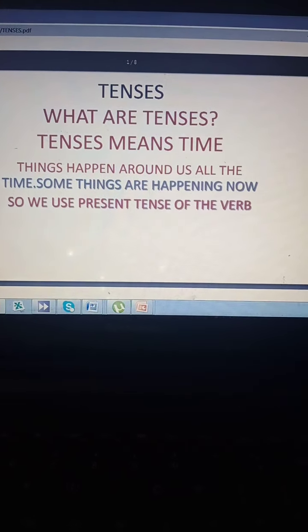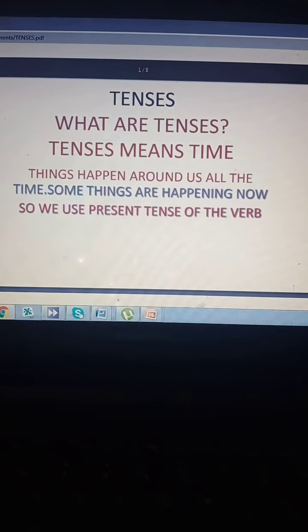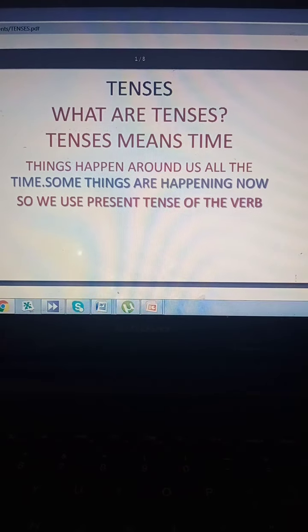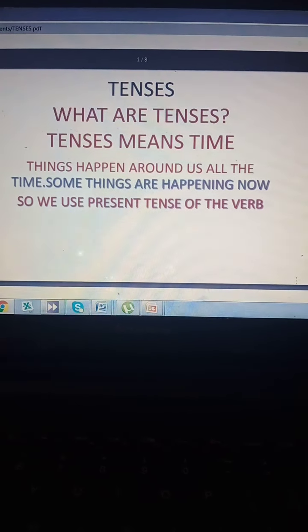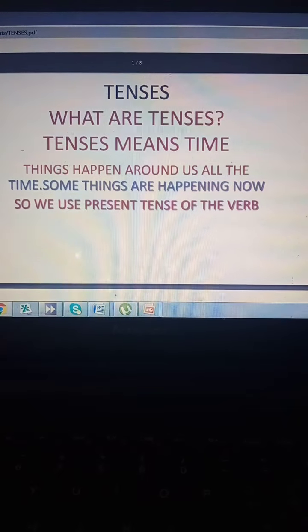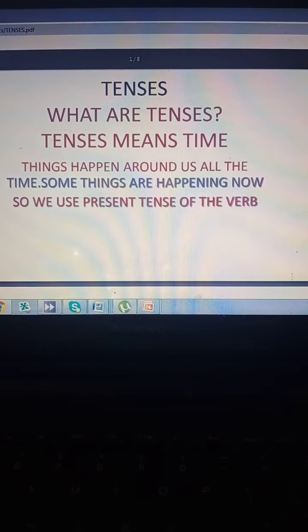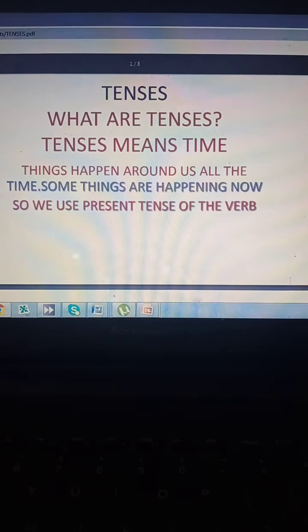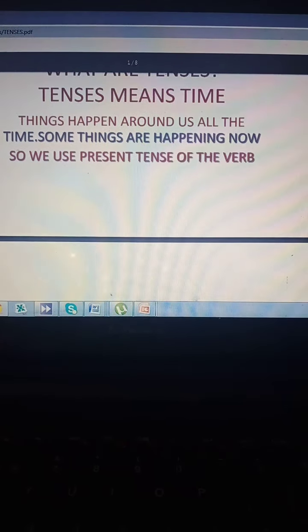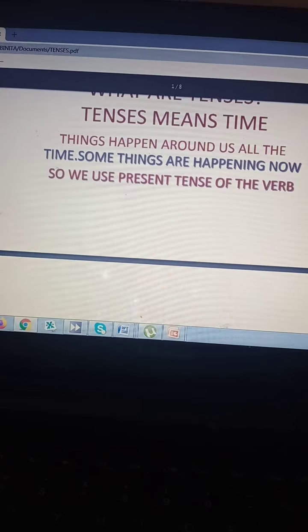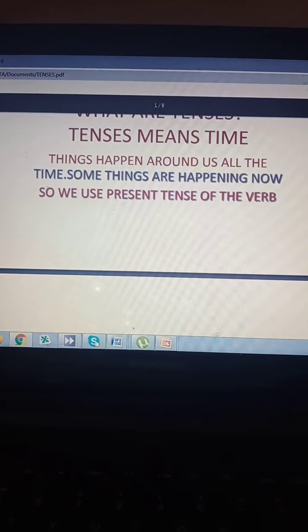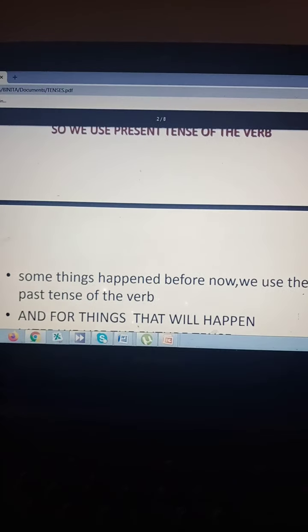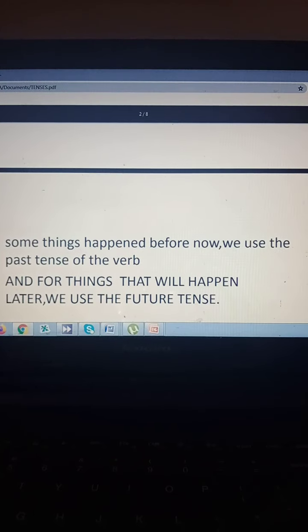So things happening now, we use the present tense of the verb. And children, what is the verb? Verb is an action word. Play, sleep, eat, jump, run, study, these are all verbs. But how do we use it in the correct form? Anything that is happening now, we have to use the present tense of the verb.